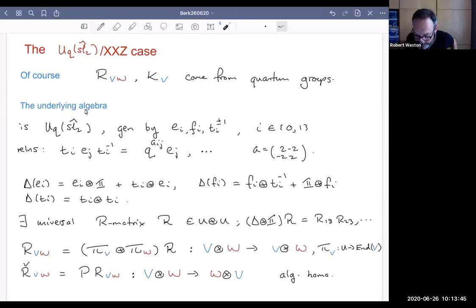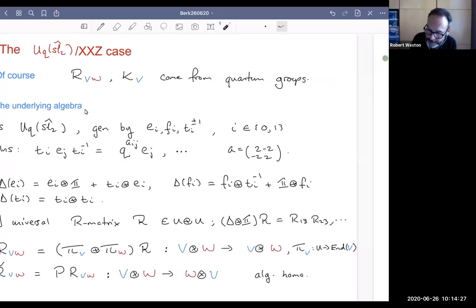And so the idea is I can take the universal R matrix and get these linear algebra R matrices by taking representations of the universal R matrix over certain representations. I'm using the notation that pi V is a map from the algebra to endomorphisms of V. So I choose two representations, pi V and pi W, and this gives me my R matrix. And R check is P times R, and this is an algebra homomorphism. So when you swap it around, it's an algebra homomorphism. That's the standard thing, so that's where the R matrix comes from.